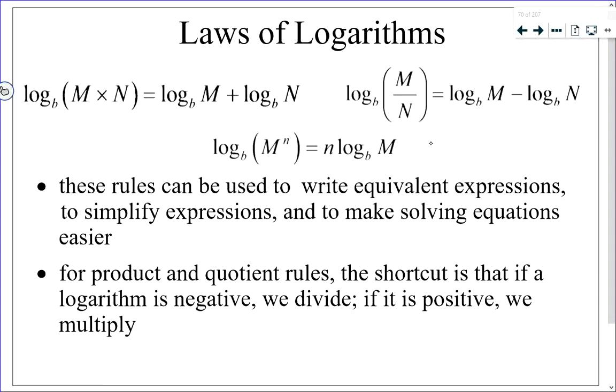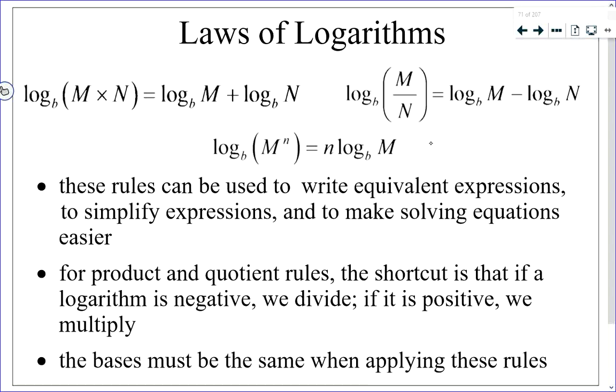Remember that I've shown you this shortcut: for the product rule, if you have a logarithm that's negative, you divide by that argument when you put it all together as a single logarithm. But if the logarithm is positive, you multiply by that argument. The bases have to be the same when you apply these rules. So when you take a look at the product law, log base b of m times n is log base b of m plus log base b of n. If those two bases are different, you cannot apply these rules.